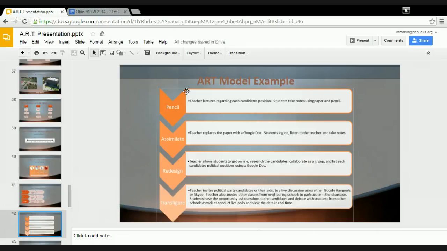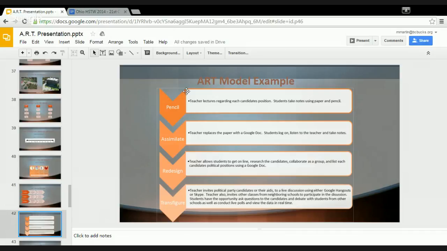That's pen and pencil. The Assimilate stage of this will be this. The teacher replaces the paper with a Google Doc. Students log on, listen to the teacher, and take notes. Not too difficult. We can have teachers who do not know how to use that technology do that. It's something they can assimilate. It's actionable. It's achievable. And it will help acclimate them to the process.